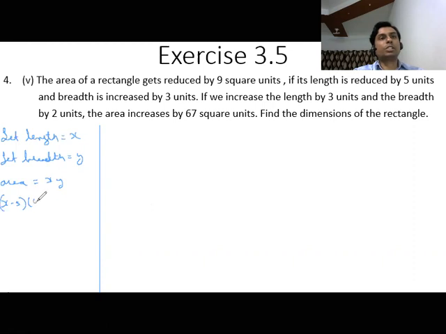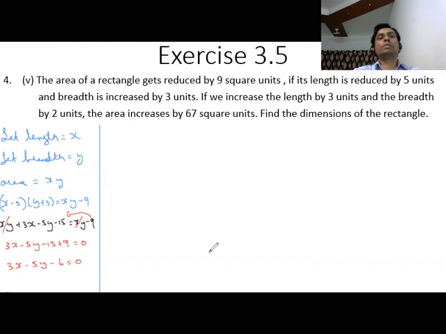Breadth is increased by 3 units, y plus 3. I will get area reduced by 9. Area is xy, so xy minus 9. Open the bracket here. X into y, xy. X into 3, plus 3x. Minus 5 into y, minus 5y. Minus 5 into 3, minus 15, is equal to xy minus 9. Here you will notice xy will get cancelled. Bring minus 9 this side. I will have 3x minus 5y minus 15 plus 9 is equal to 0, or 3x minus 5y minus 6 is equal to 0. This is my first equation.